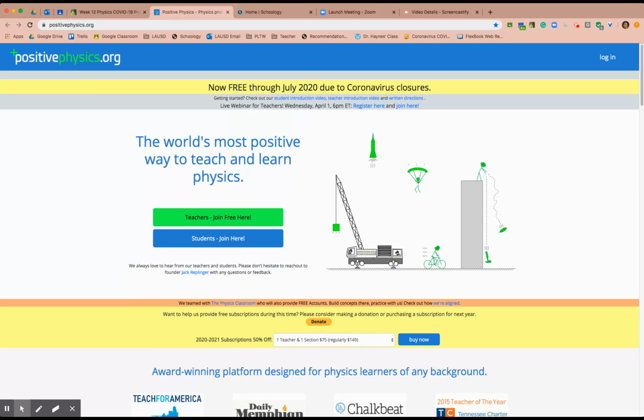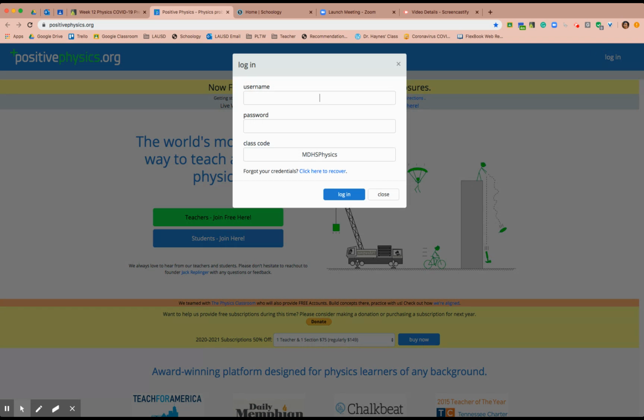So this is positivephysics.org. If you have not signed up, you have to click on Students Join Here. And then when you sign in, I think you make your own username. This is my username. But your class code is capital M, capital D, capital H, capital S, and capital P. And then the rest of the word physics is not capitalized. So it's MDHS physics. That is your class code. And then it should allow you to join my class. And then you'll choose your class section as well.